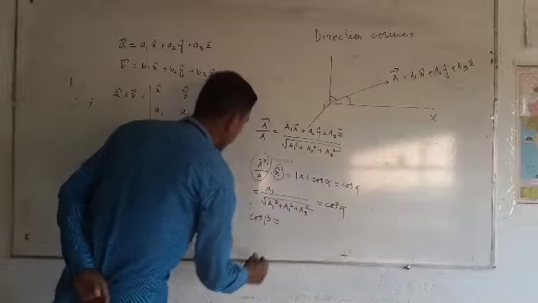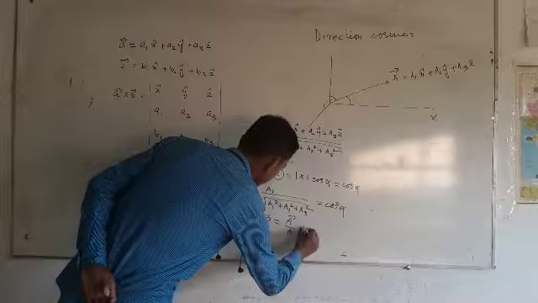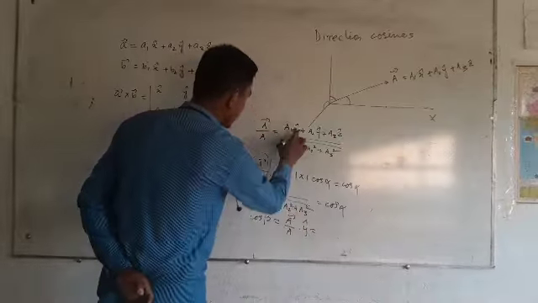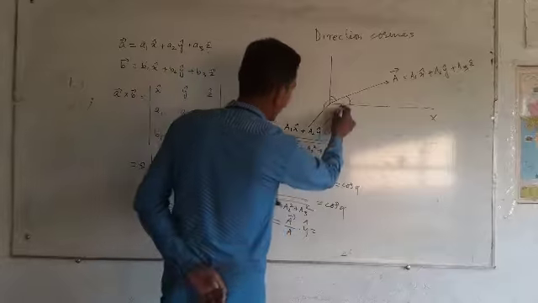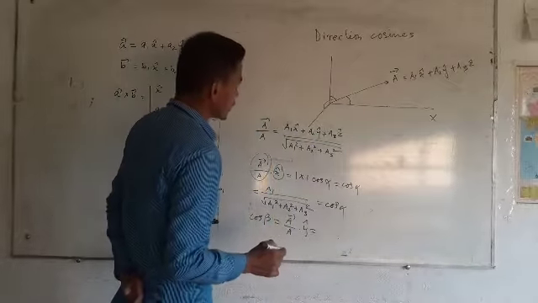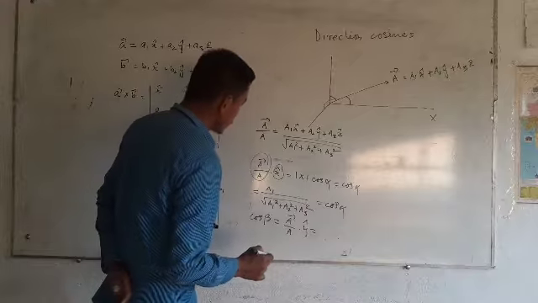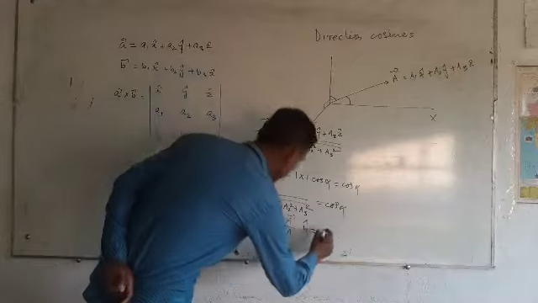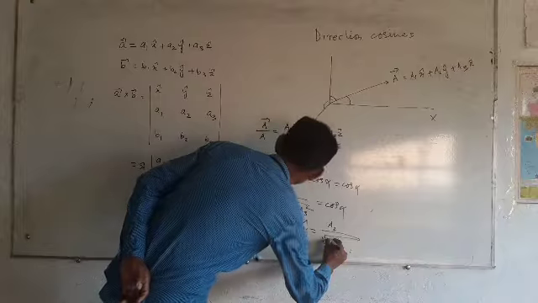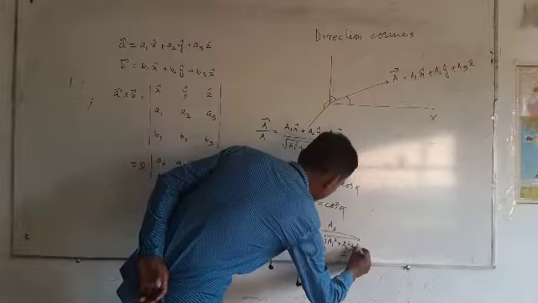Similarly, cos beta is equal to the dot product of the unit vector A with y cap. The dot products of y with x and y with z are 0 because there is a 90 degree angle between them. So cos beta is equal to A2 divided by root over A1 square plus A2 square plus A3 square.